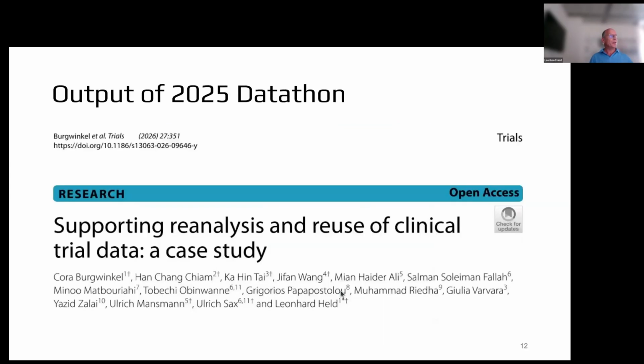Now, this is the output of the datathon. That's the paper that Benjamin mentioned already at the beginning, which is now published in Trials, Supporting Reanalysis and Reuse of Clinical Trial Data, a Case Study. And this reports what I will now briefly describe in the remaining minutes.